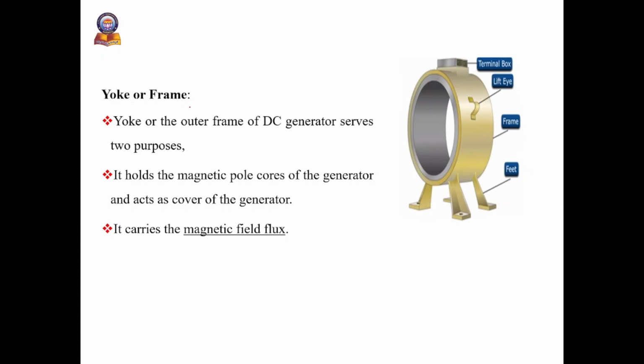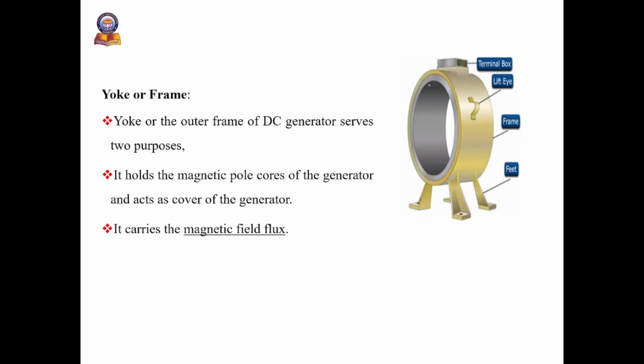The basic purpose of the yoke is that it acts as the outermost cover of a DC machine. It protects the entire equipment from dust, moisture, etc. It also gives mechanical support to the poles. So the purpose of this yoke is to act as an outermost cover which protects the entire materials from dirt and dust, and also provides mechanical support for the poles.